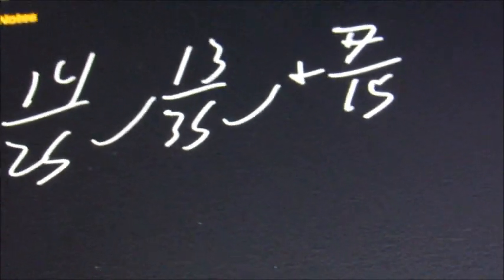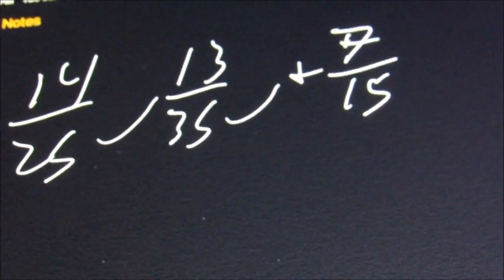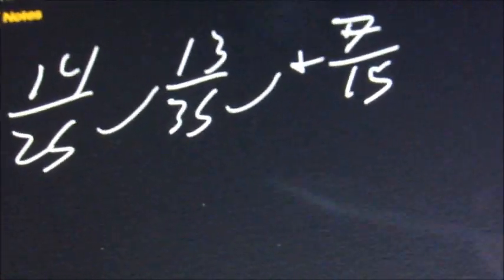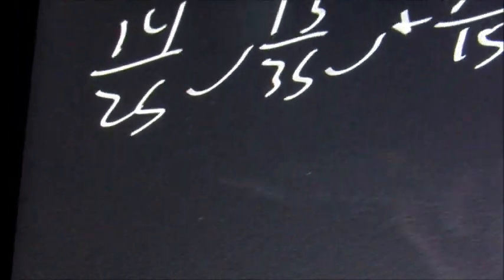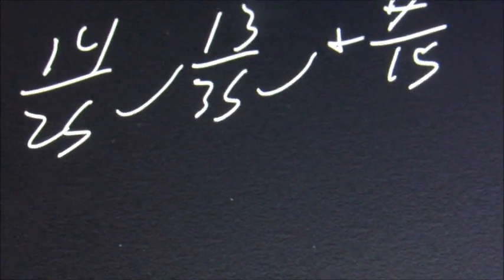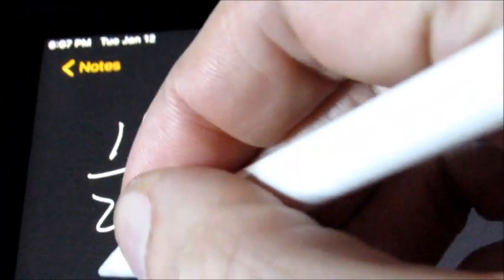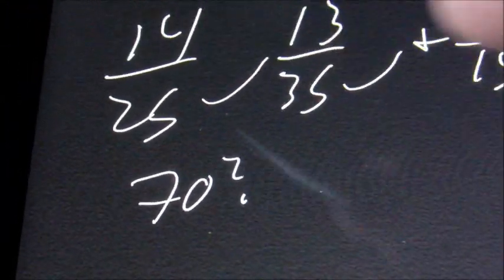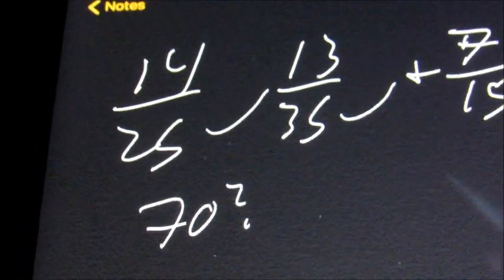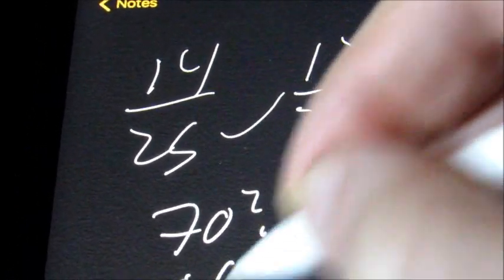And we need to see what the least common denominator is for these. So we're going to look at the biggest number here, and that's 35. And it only matters if one of these won't go into something, then that one won't work. So first off, 25 won't go into 35. Our next choice is 70. 25 won't go into 70. So our next one is 105.